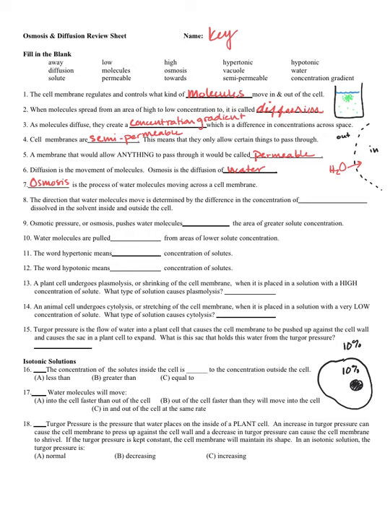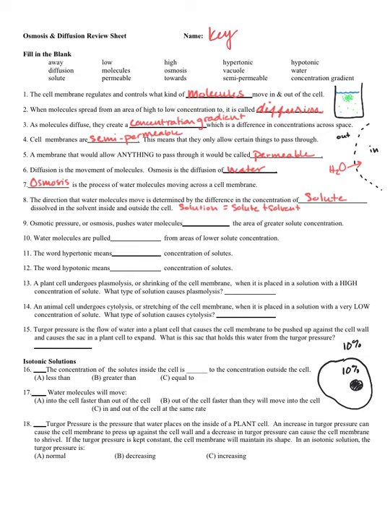Number 8, the direction that water molecules move is determined by the difference in the concentration of solute dissolved in the solvent inside and outside of the cell. So remember, anytime you make a solution, it has to be made up of 2 components, the solvent and the solute. So an example would be if you were to dissolve salt in water, water is the solvent and salt is the solute because it dissolves in the water.